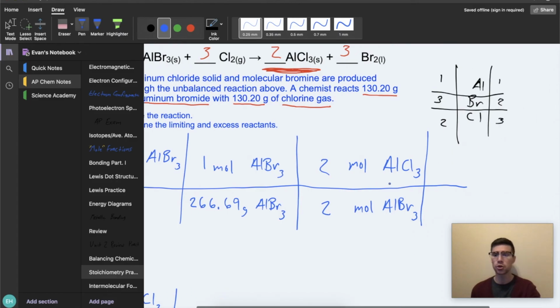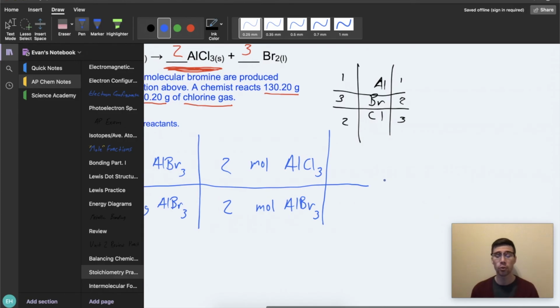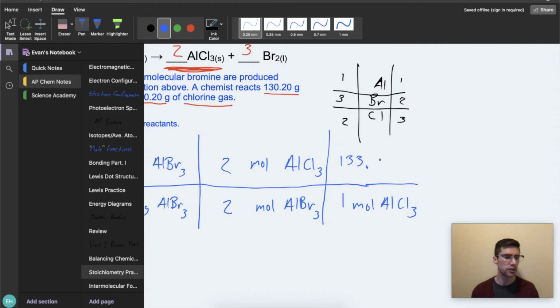And in this case, you could end here, but most of the time we're going to want to convert our final substance to grams as well. So I'll do that just for fun. All right, 1 mole of aluminum chloride has a mass of 133.34 grams. And again, you guys can look this up, or you can find it on the periodic table if you add them all up yourself.